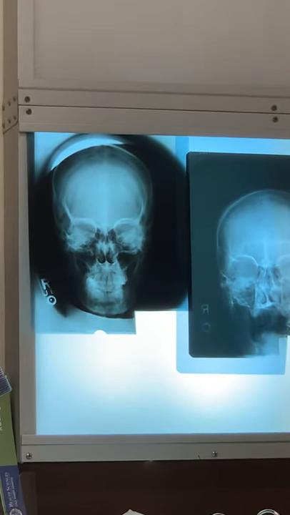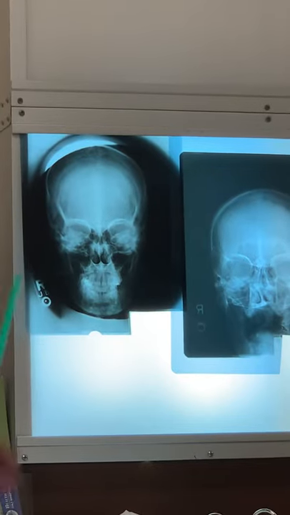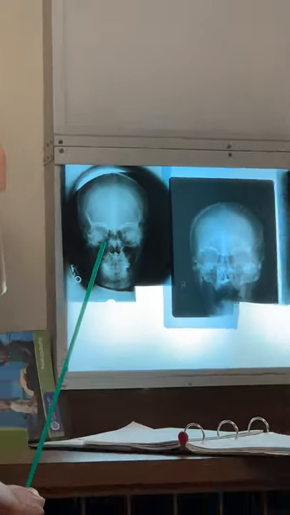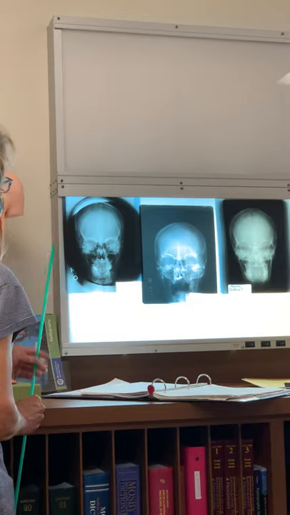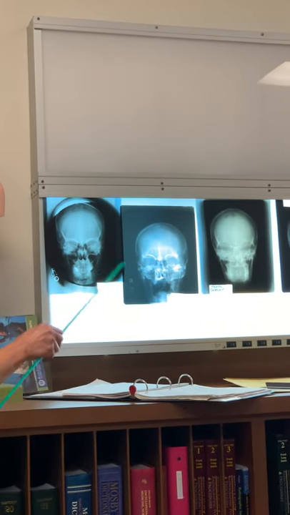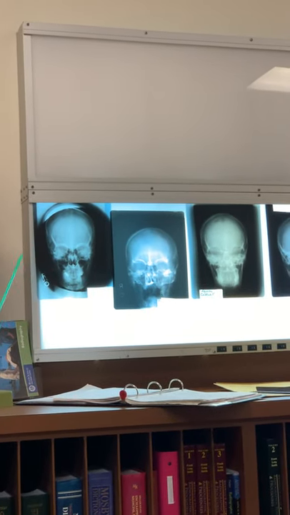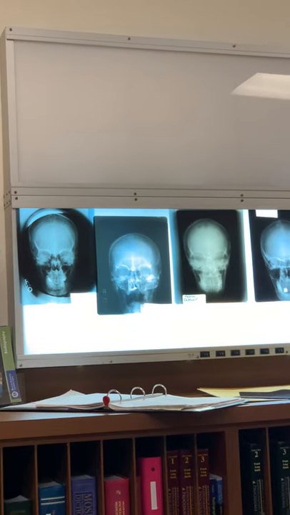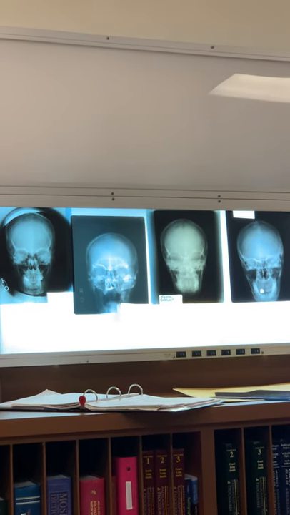Okay, anatomy. I know this is probably the hardest thing for you guys because you didn't actually see these. So we're gonna take all these images and you're gonna label them here today. You're not going anywhere. We're gonna do it all together.